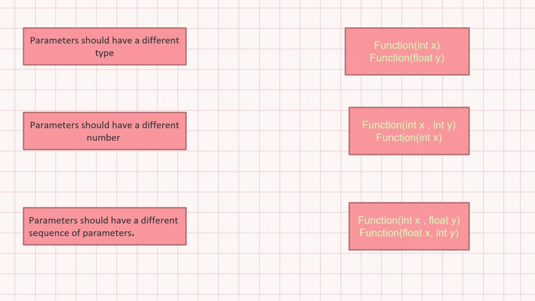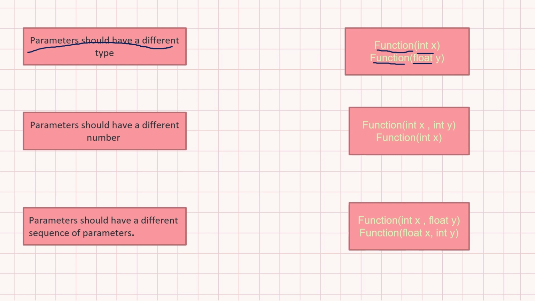So the first rule is parameters should have a different type. I already discussed it. Let's say our function name is function and we have another function. These two functions have different operations, but the function name is similar, and they have different parameter data types. Like the first function contains an int type parameter and the second function contains a float type parameter.